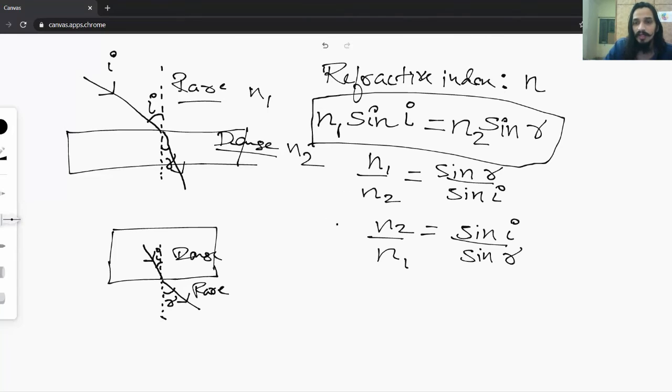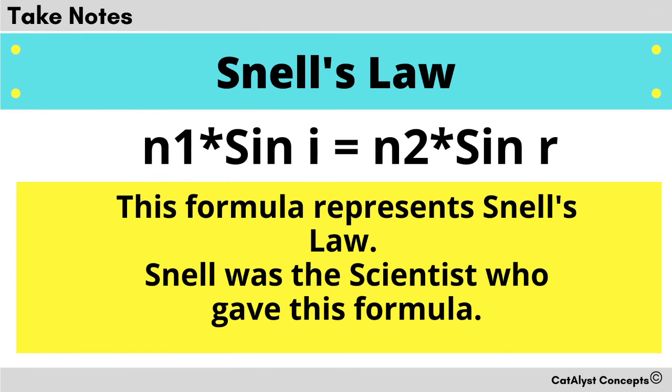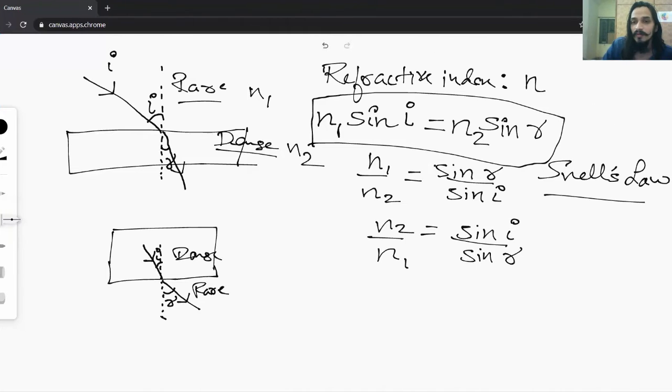Okay. Now, this is what we call Snell's law. Snell is the name of a scientist, and he was the one who founded this law, so we call it Snell's law. So this is the statement for Snell's law: the ratio of the refractive indices of the mediums will be equal to the ratio of the angles of incidence and refraction.